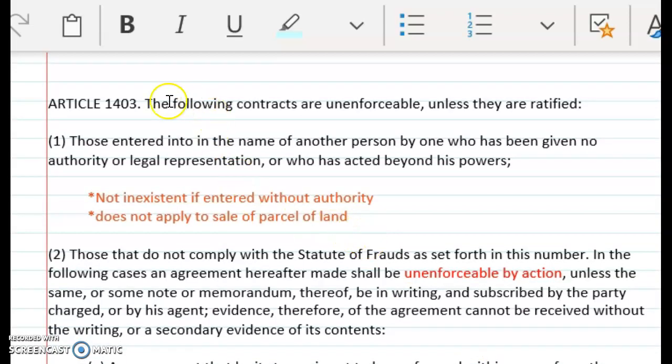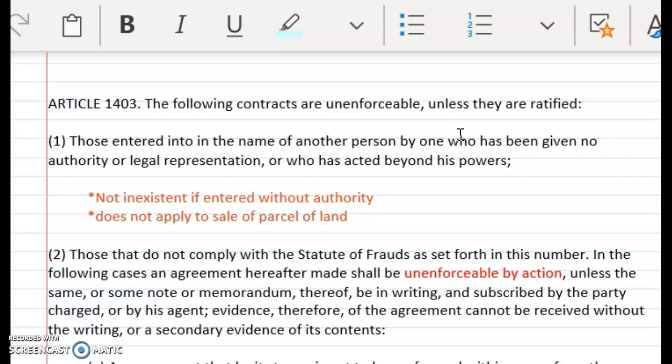Article 1403, the following contracts are unenforceable unless they are ratified. Those entered into in the name of another person, without authority.